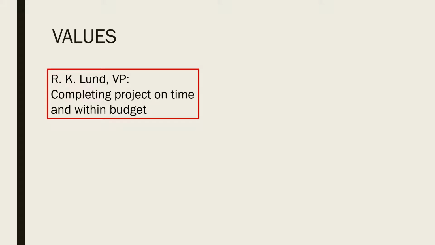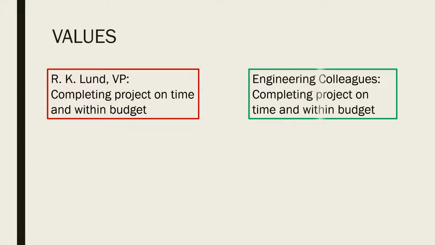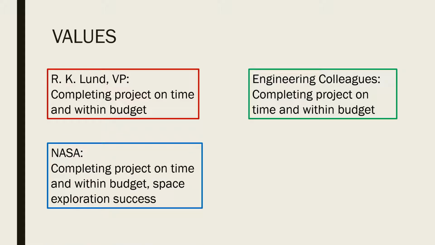Now for the values, we're going to find a lot of commonality. Again, the vice president, he wants the project to be completed on time and within budget. Same with the engineering colleagues. They want that project done on time and within budget. So does NASA. However, NASA has an additional value of successful space exploration because they are a public agency, a government agency, so they have a very public face that people are watching.